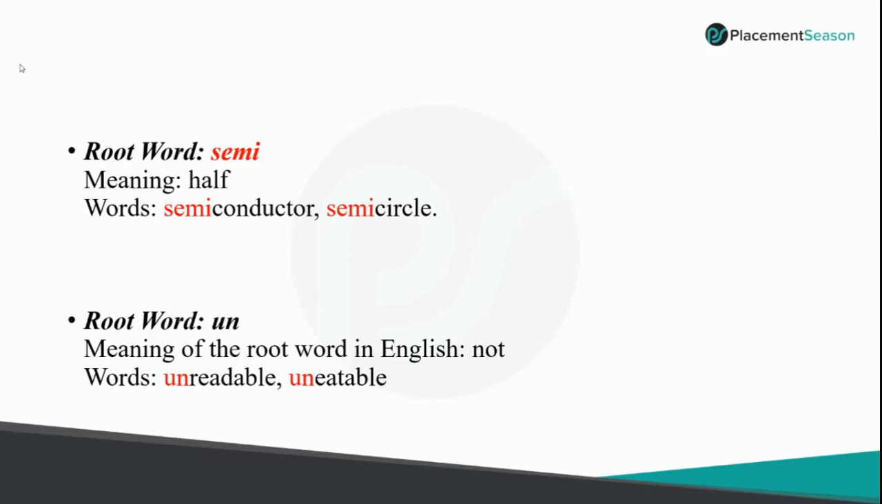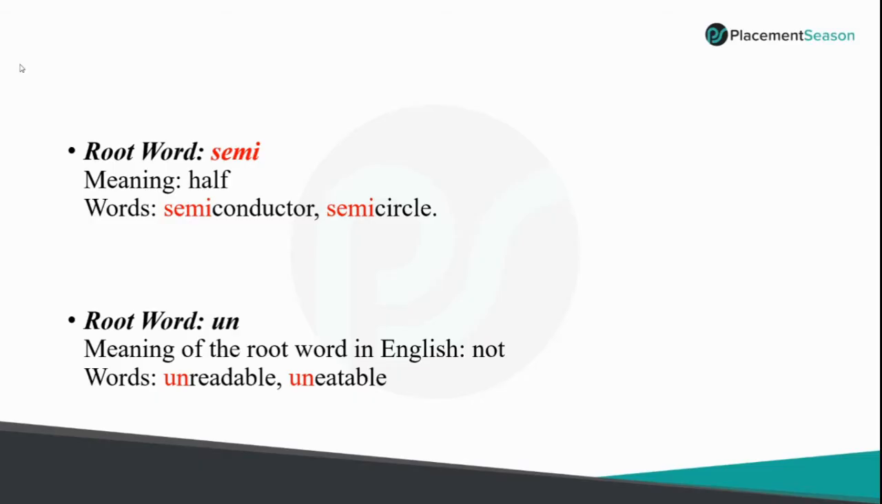Now look at the next word, un. The meaning of this root word is not. It has a negative meaning. Readable, not readable. Uneatable, not eatable. Okay. So un means not. When you see un, you know it has a negative meaning, and using the second part of the word, you will be able to get to a proper conclusion.